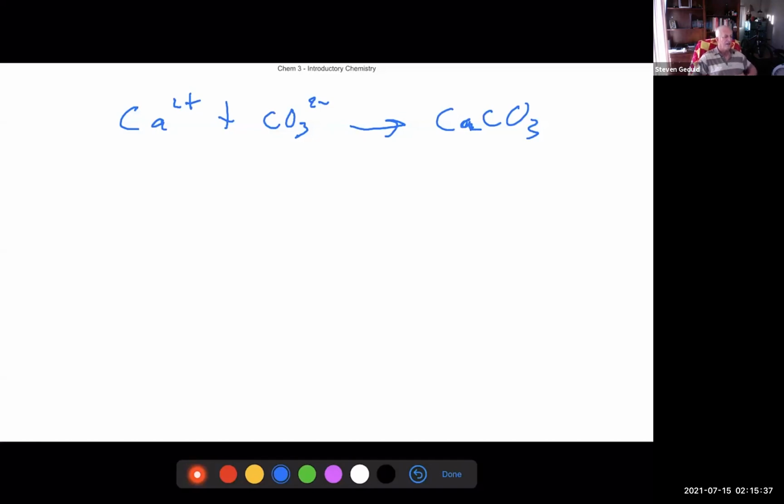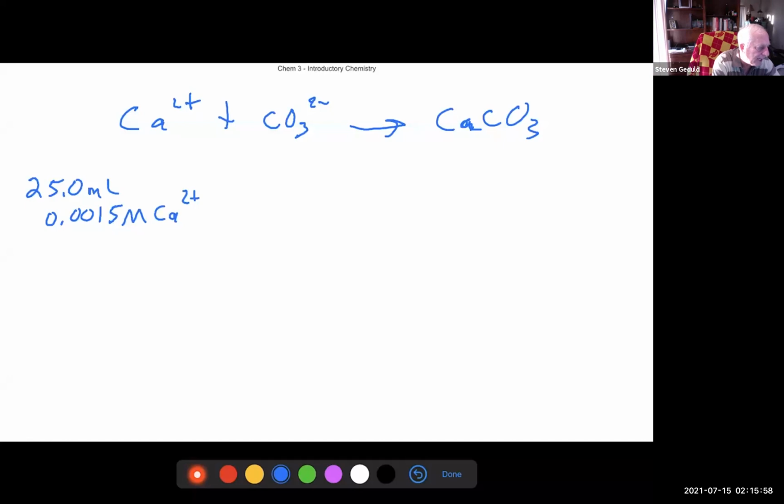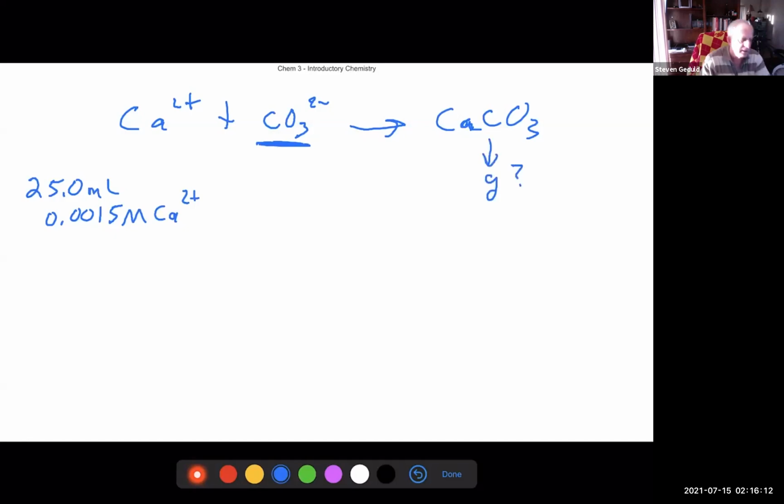It says if you have 25 milliliters of a solution that contains 0.0015 molar calcium ion, it reacts with excess carbonate. So we have enough carbonate. The limiting reactant is going to be calcium, because it says we have excess carbonate. How many grams of calcium carbonate are going to be formed? So if we have 25 milliliters of a 0.0015 molar solution of calcium ion and a whole bunch of carbonate floating around, that's not going to limit it. How many grams of calcium carbonate are we going to form? Okay. Simple enough, right?